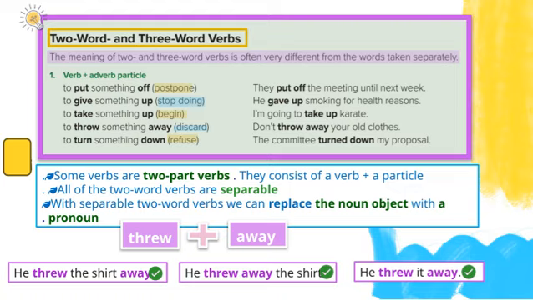away. It's important to remember that some verbs are two-part verbs, which means they consist of a main verb plus a particle. In this case, threw away is a separable two-word verb. That means we can move the object around within the sentence. And here's a key point. With these separable two-word verbs, we can actually replace the noun object with a pronoun. So instead of saying, "He threw away the shirt," we can say, "He threw it away," which makes the sentence more concise and natural. Understanding how these verb-particle combinations work helps us communicate more flexibly and clearly, fitting the overall goal of mastering English sentence structure.